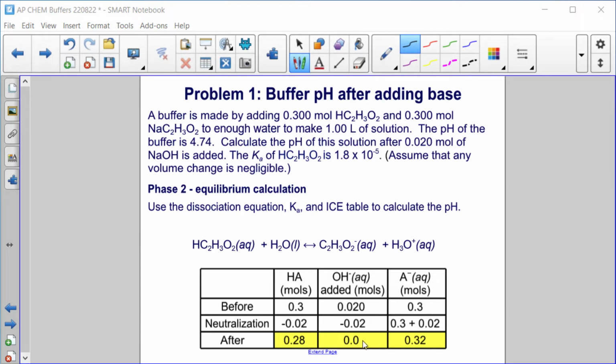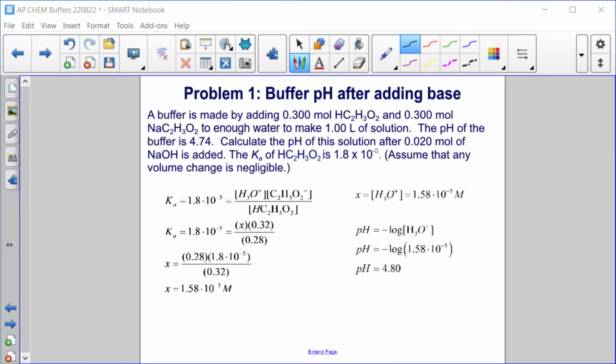So once we know the number of moles after the neutralization occurs, we can find the concentration and use the dissociation equation and the Ka value to calculate the pH. All right, so given that dissociation equation, the Ka value, which is given as 1.8 times 10 to the minus 5, is the concentration of H3O plus times the acetate ion over the acetic acid. I'm substituting these concentrations from the previous slide.